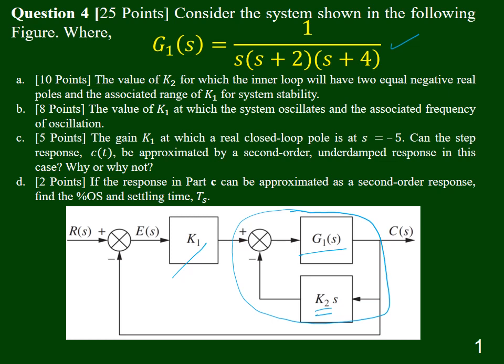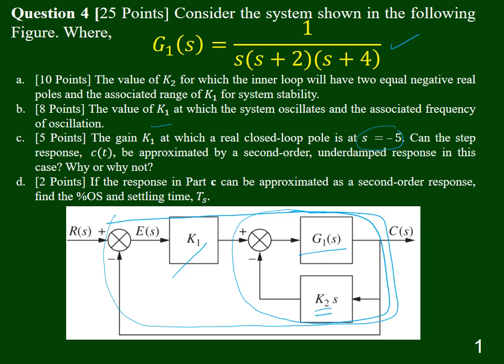In the second part, we have to find out the value of K1 so that the system has an oscillatory response, and find the frequency of oscillation. Then we have to determine condition number 5: if the complete closed loop should have a pole at minus 5, what will happen to the system?